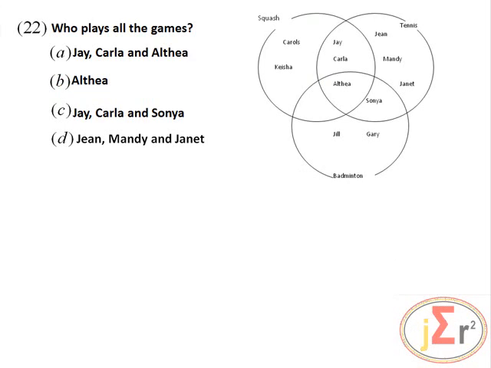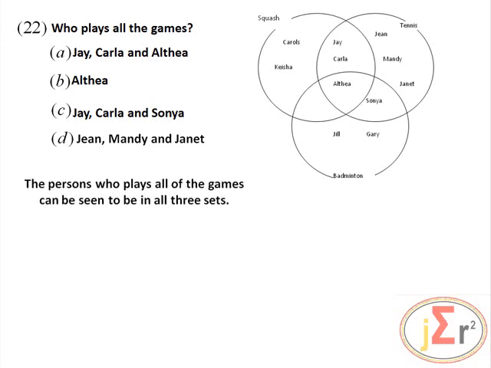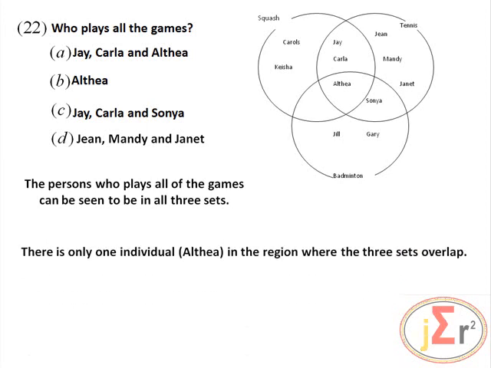Now we have some problems, and it involves 3 sets. And the sets are the set of students who play squash, and the set of those who play tennis, and the set of those that play badminton. So we are asking the question, who play all of the games? The persons who play all of the games can be seen to be in all 3 sets. So if we can see where all the sets overlap, then we may be able to tell. Now, there is only one individual, which is Althea, in the region where the 3 sets overlap.